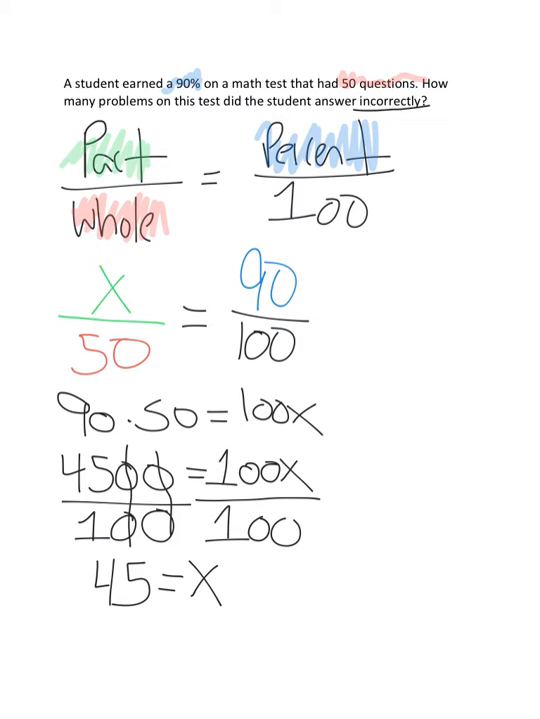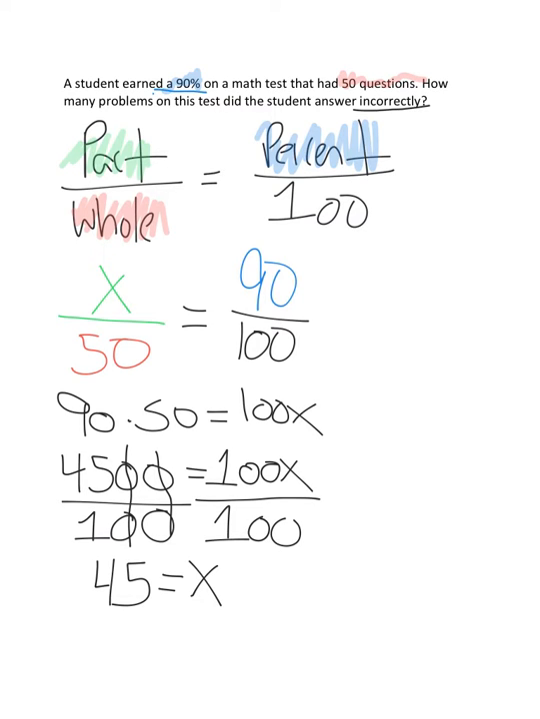Now we have to be careful because we do have to think about this problem. So we ended up with 45. We don't want to just jump to conclusions and say that's our answer. This percentage, this 90%, talked about the number of questions the student got correct. So they earned a 90%, meaning they got 90% of the questions correct. So that percentage refers to the number of questions the student got correct.